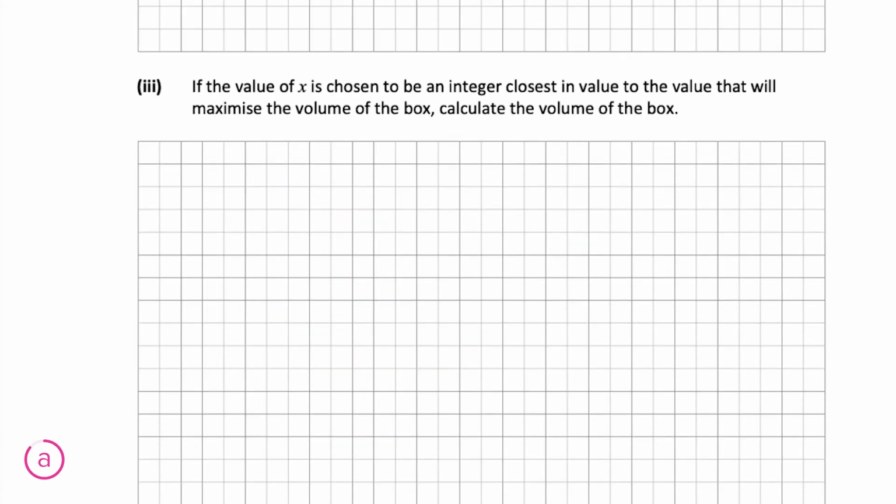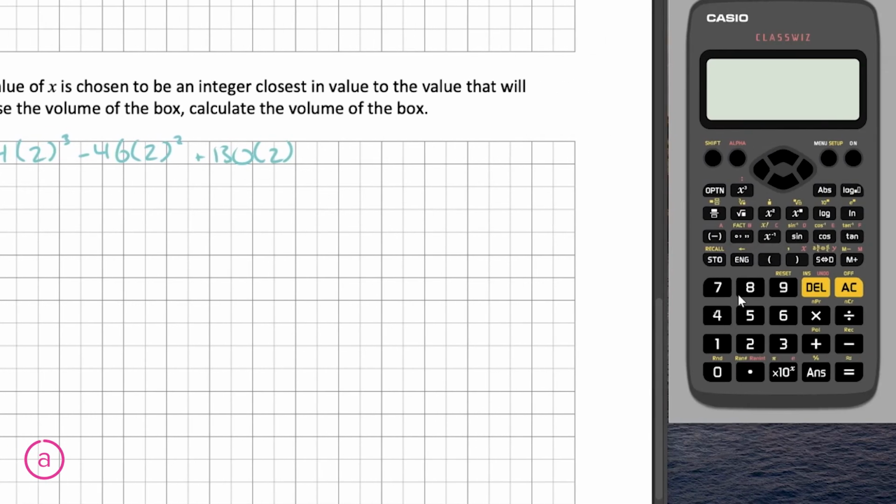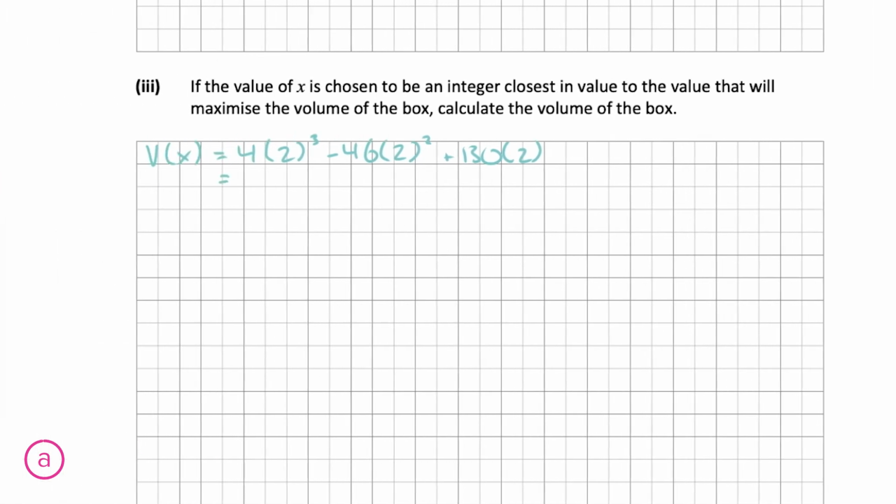Okay, now part 3 says if the value of x is chosen to be an integer closest in value to the value that will maximize the volume of the box, calculate the volume of the box. Okay, so we just found the value of x that will maximize the volume, which is 1.9. So the closest integer to that is 2. And now all we have to do is sub that into the equation that we got for V(x) earlier. And if you put that all into your calculator, you get a value for the volume being 108 centimeters cubed.